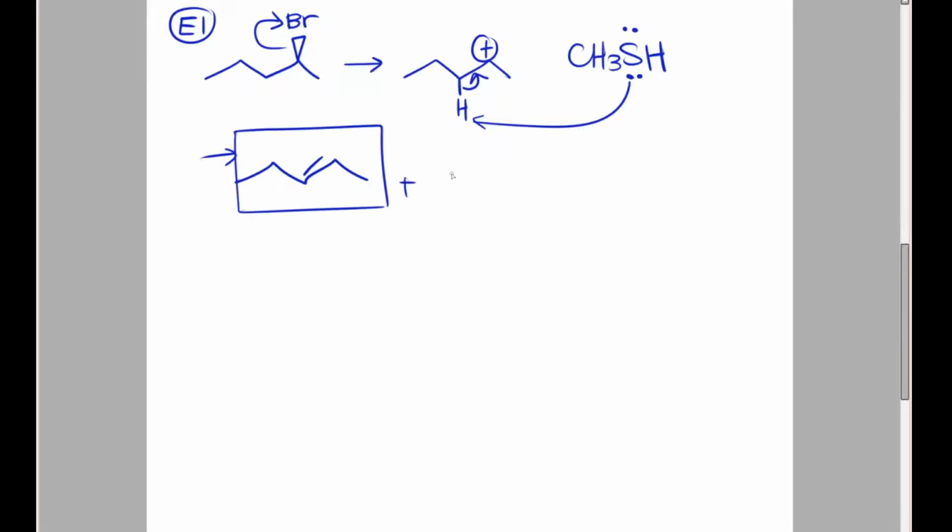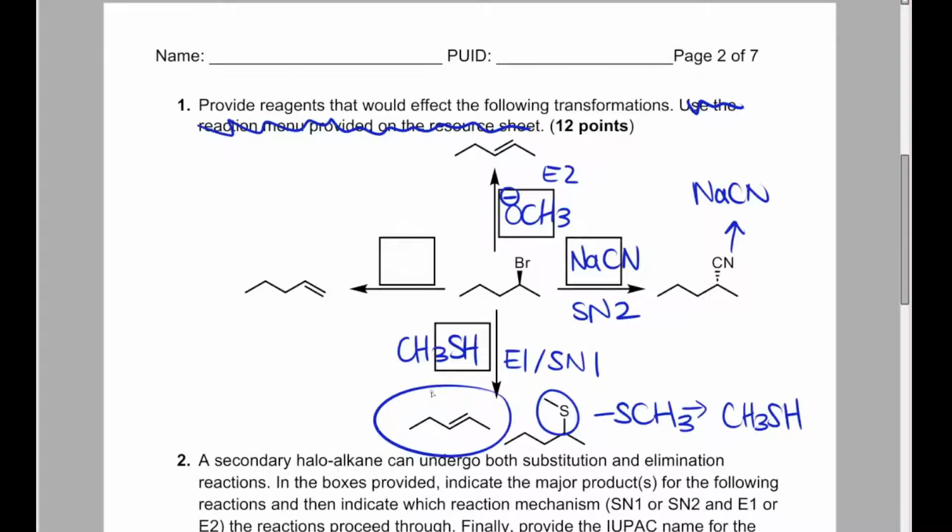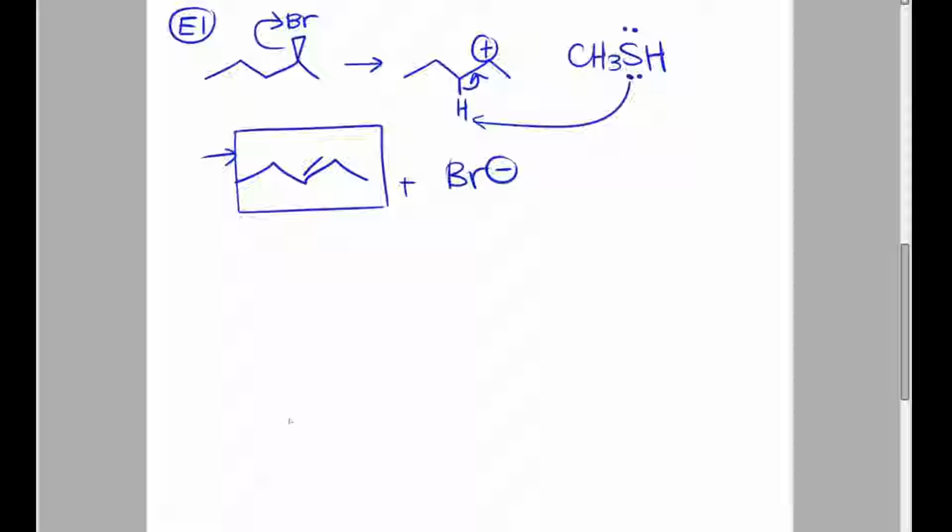So you're going to end up with a result that looks like this. And we're going to have Br- leaving group as a side product. And this does match up with the first product that we're given. The second reaction that we can't differentiate between in this part of the problem is SN1.